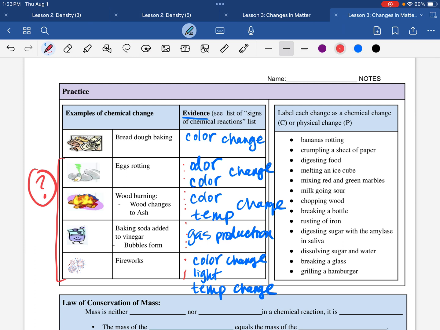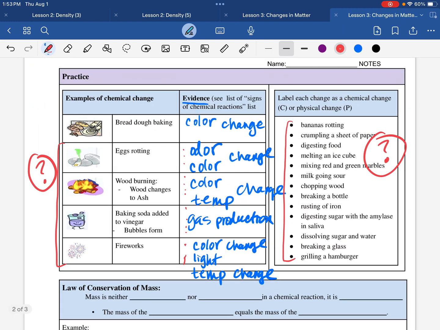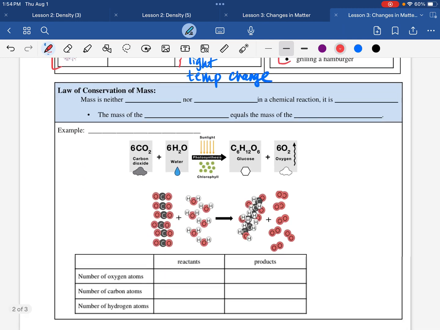Okay. Now in the questions that pop up in the video, you're going to look at this list and identify which of these are chemical changes and which are physical changes. Okay, now and then on your notes, write down C or P. So for example, bananas rotting, that is a chemical change, so we'd put a C. Crumpling a sheet of paper, we haven't changed it, it's still paper, that would be a P. Okay, and then you write the rest here.